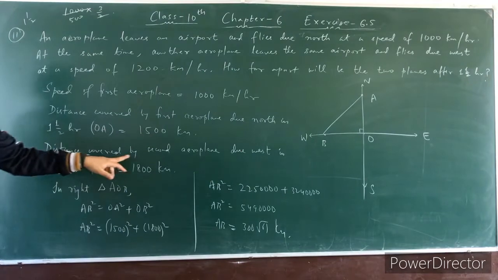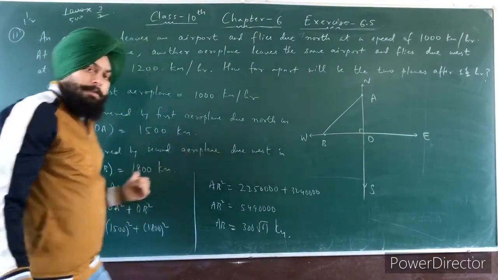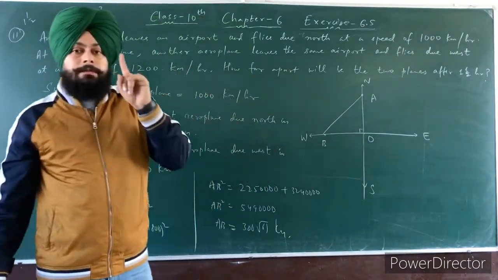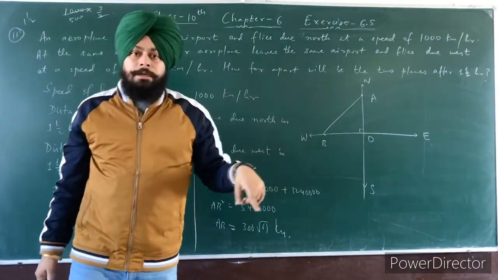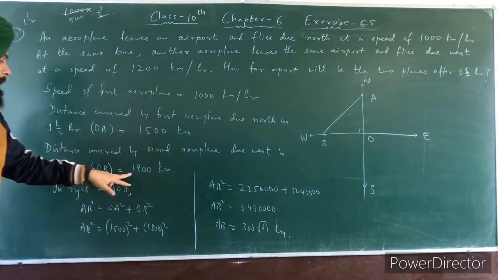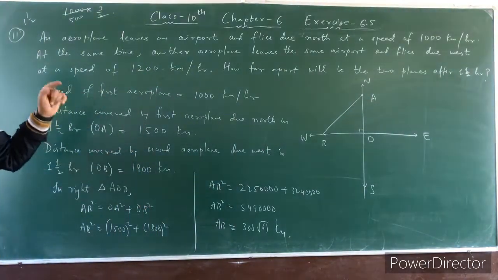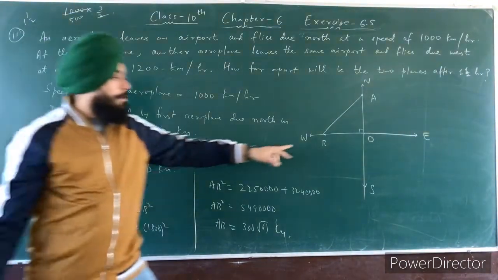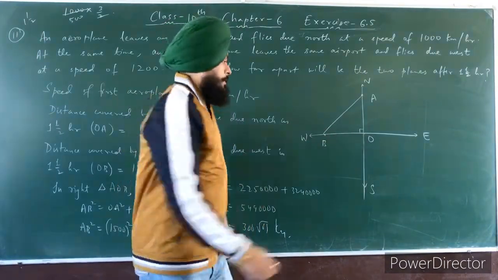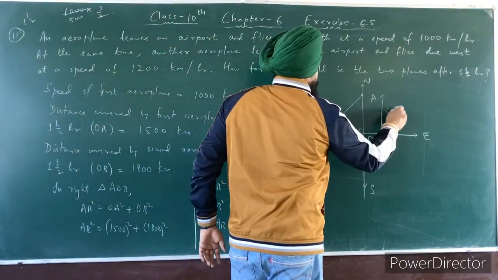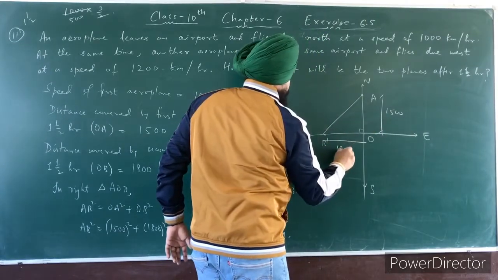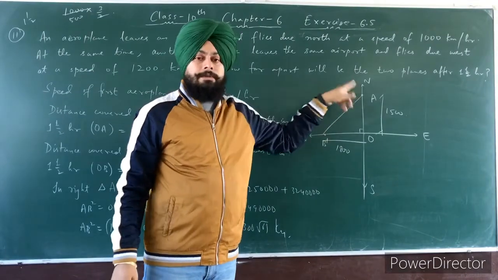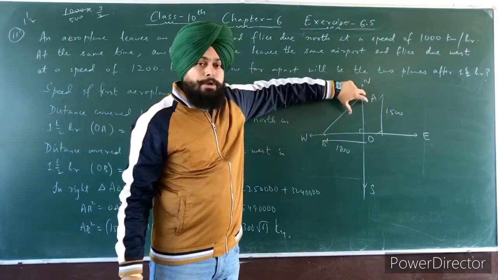Now the distance covered by second aeroplane due west in again the same time, 1.5 hour. So this is OB. If they covered in 1 hour 1200 kilometer, then in 1.5 hour they covered how much? 1800 kilometer. So again you have to multiply 1200 with 3 by 2. So it is 1800. It means the distance of OB is 1800. So OA is 1500 and OB is 1800. So we have to find AB, the distance between the two planes after 1.5 hour. It means we have to find the hypotenuse of this triangle.